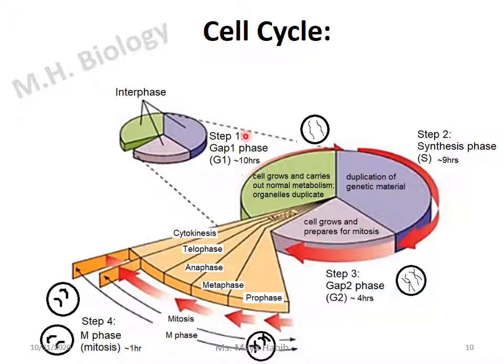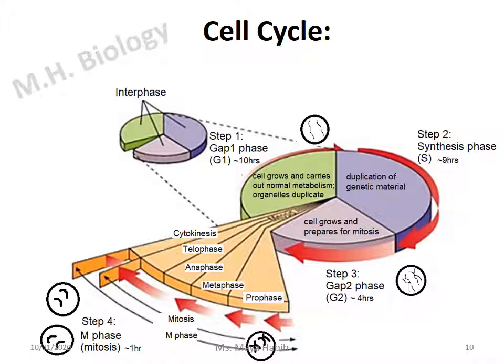During G1 phase, the cell grows in size, and carries out normal cellular metabolism. Also, the cellular organelles, which are internal structures, duplicate in number. During S phase, the genetic material duplicates, and each chromosome becomes of two chromatids. During G2 phase, the cell continues growing, and prepares itself for mitosis.